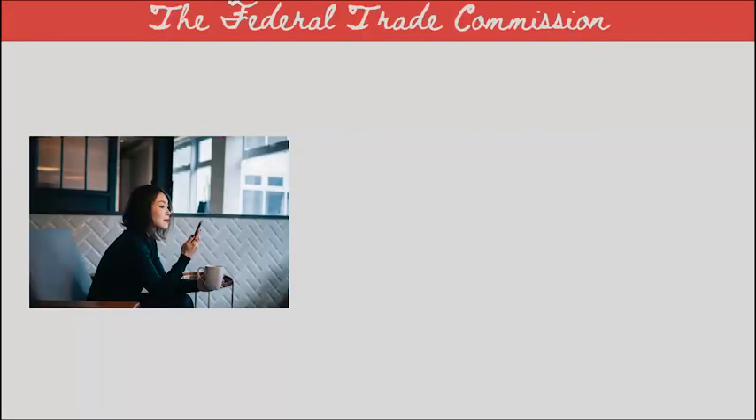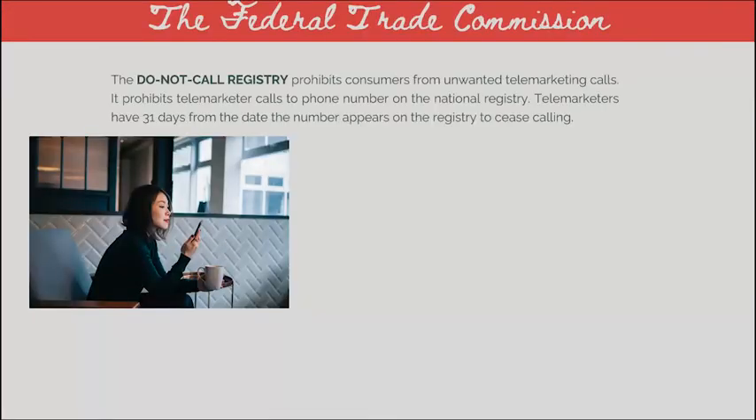The Federal Trade Commission. The Do Not Call Registry protects consumers from unwanted telemarketing calls. It prohibits telemarketer calls to phone numbers on the National Registry. Telemarketers have 31 days from the date the number appears on the registry to cease calling. Who's exempt? Political calls, charities, and calls from those conducting surveys.